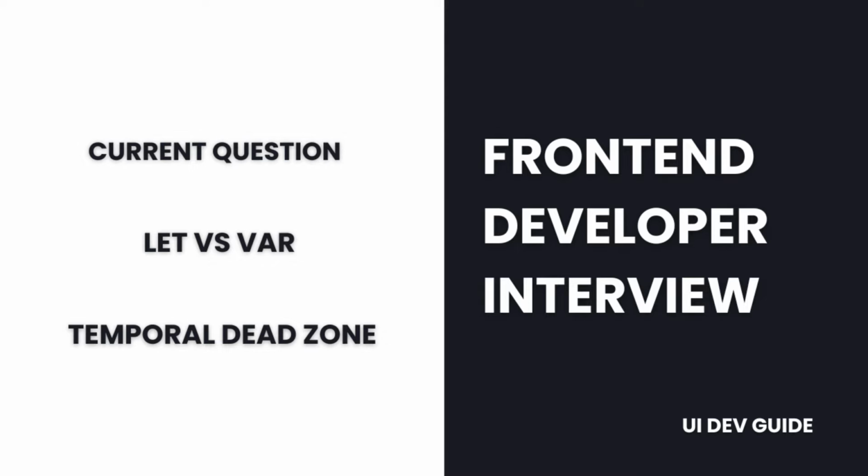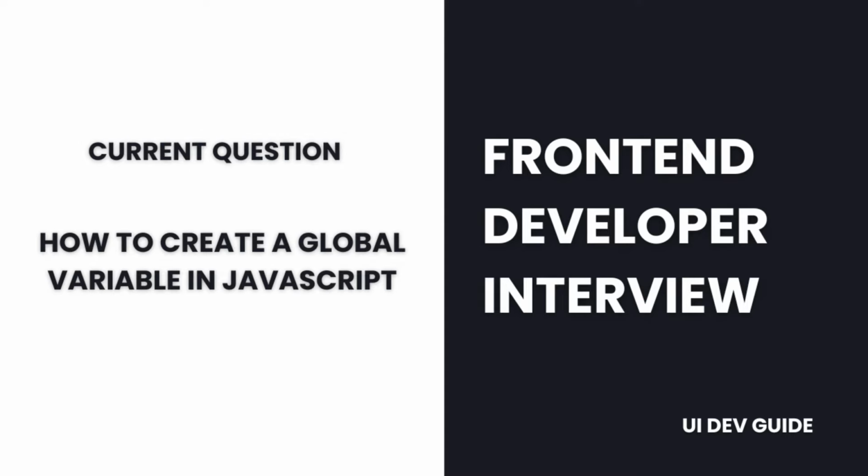So is it applicable for var as well? No, let and const have this, but var is a global scope variable, so it has its thing before itself. So var is a global scope? Yes, I mean functional scope.